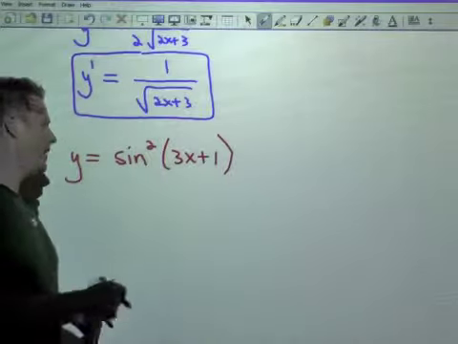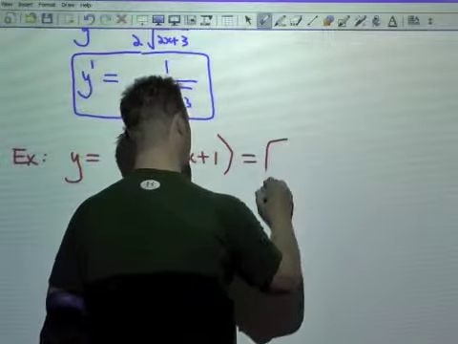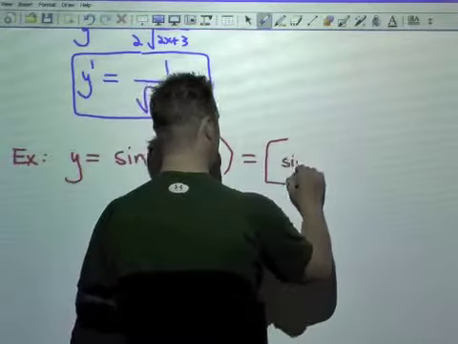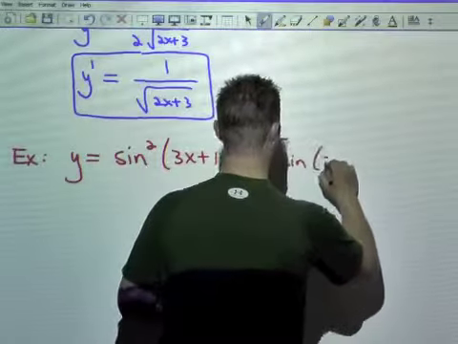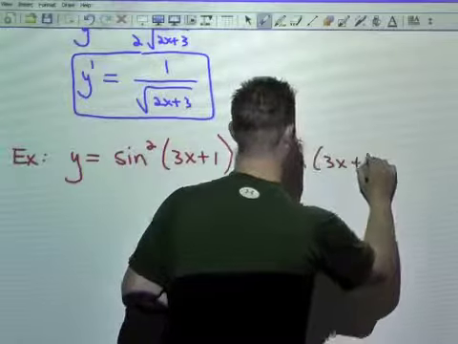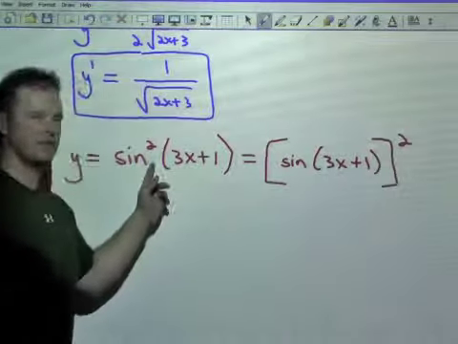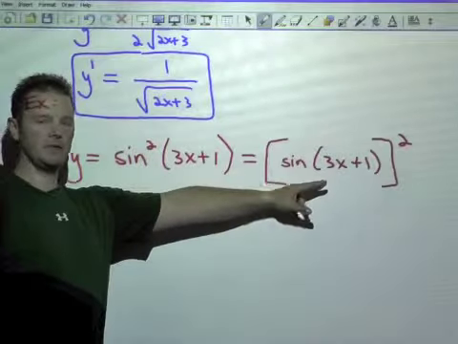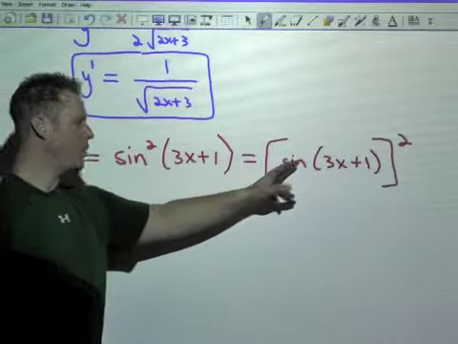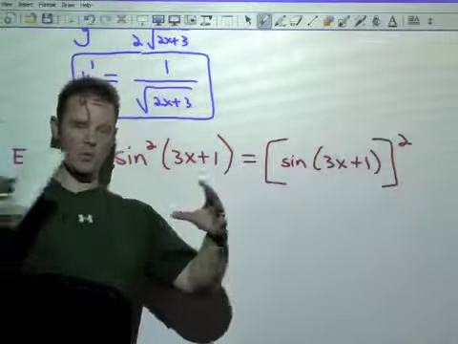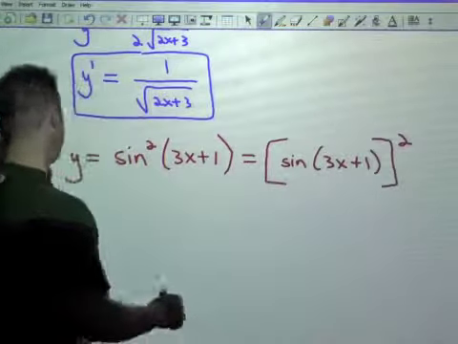So if you don't remember that, it's a really good idea to rewrite these problems, if you have trig functions squared, to rewrite them a little bit more literally. Like that. Because that's really what it means. This is shorthand notation for this. Okay? Now, if we have more than one function, to differentiate it, we're going to start with the outside and work our way down to the inside.